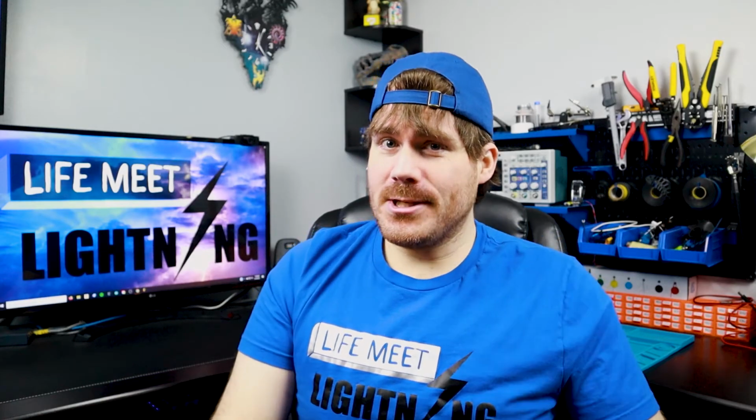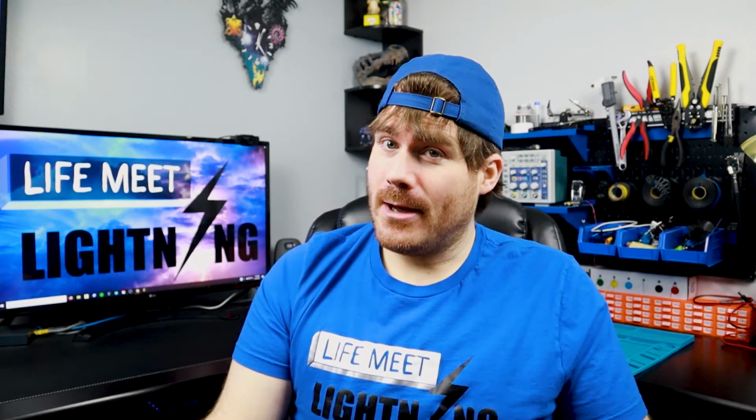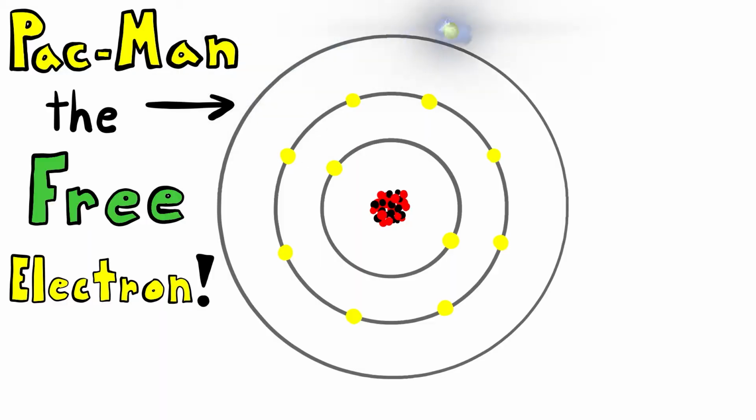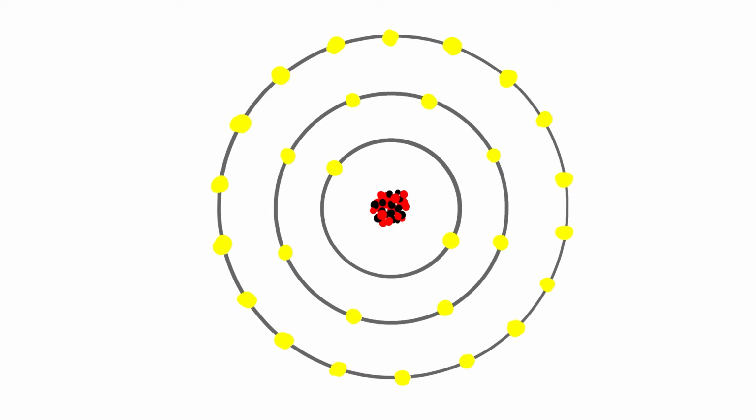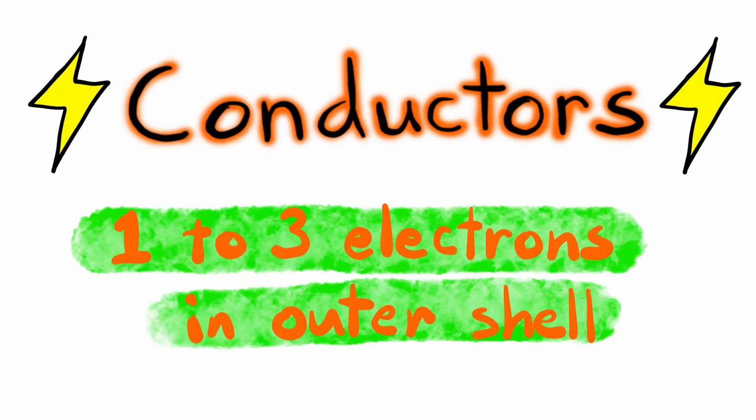Okay guys, this is really just a different way of looking at what we've already talked about in the last video. When Pac-Man's alone, he wants to peace out and leave. As more electrons exist in the outer shell, the less likely he is to leave. Conductors tend to have 1 to 3 electrons in their outer shell. The best conductors have just 1 in their outer shell.